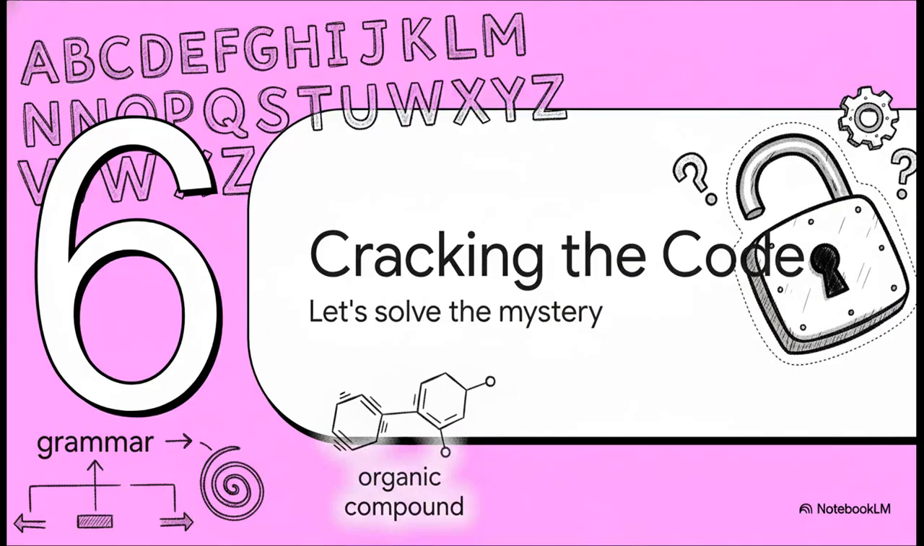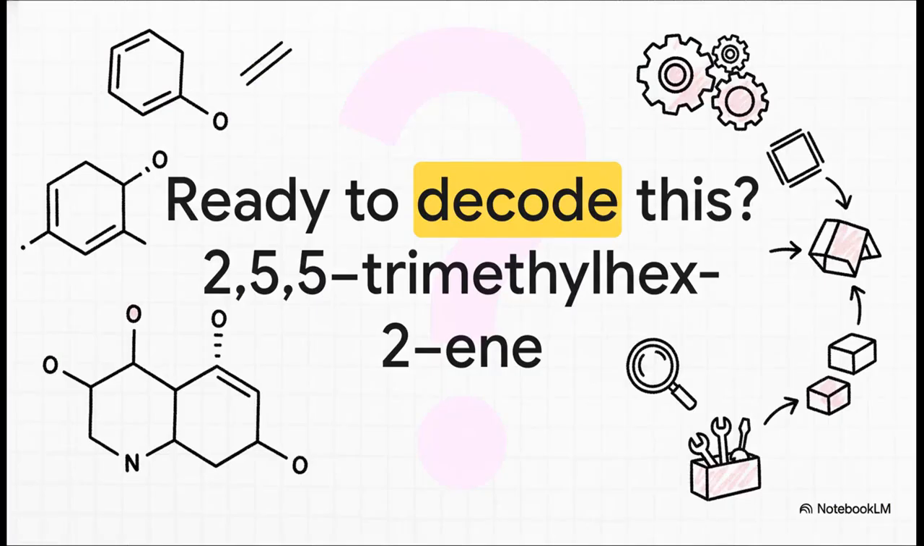Okay, this is it. This is the moment we've been building up to. We've learned the alphabet, we've learned the grammar, it's time for the payoff. Let's go all the way back to that crazy-looking name from the beginning and see if we can crack this thing wide open. Here we are, 2,5,5-trimethylhexene. Doesn't look nearly as scary now, does it? You can actually start to see the different parts. It's not just a random jumble of letters and numbers anymore. Now we have the tools to translate it.